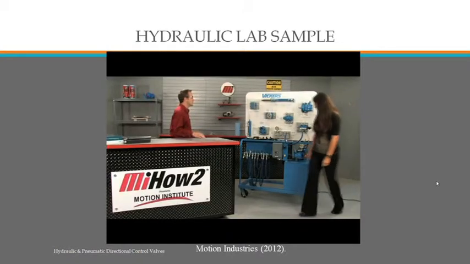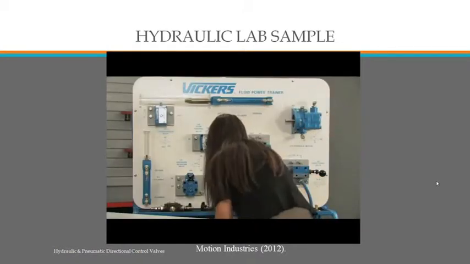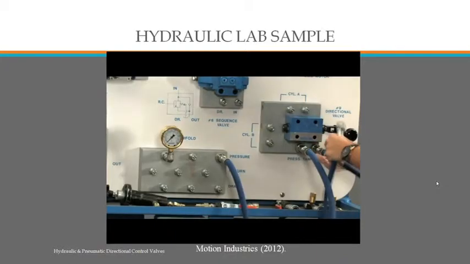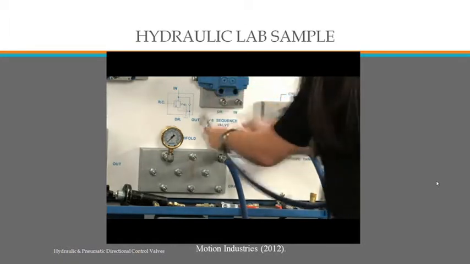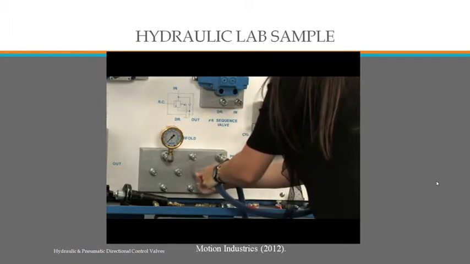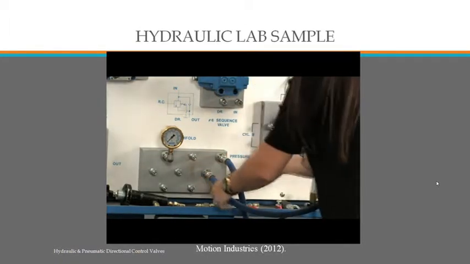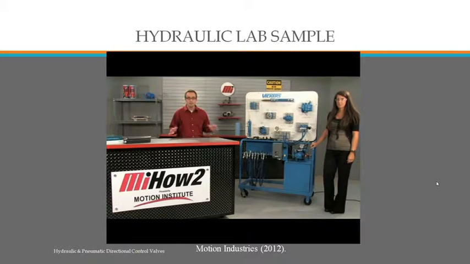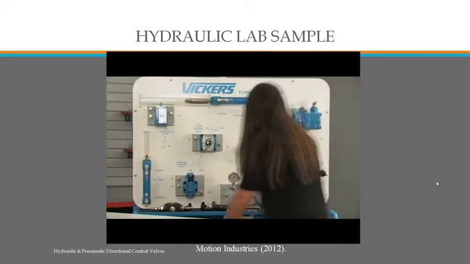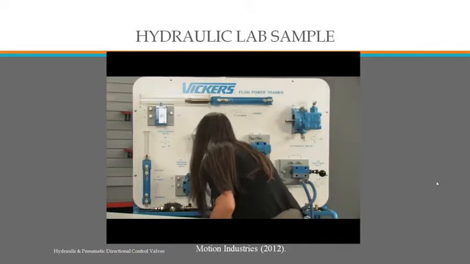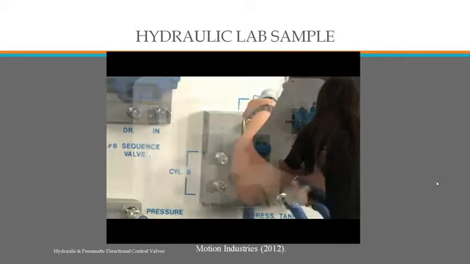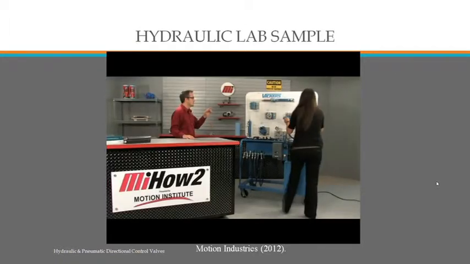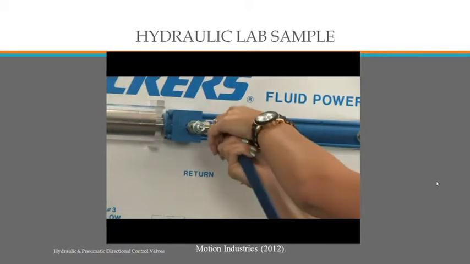Now, she runs a hose from the tank port of the directional control valve to the tank port on the manifold, and this will allow fluid to return to tank after it is used to operate the cylinder. And then she runs a hose from the A port of the directional control valve to the rod end of the cylinder.